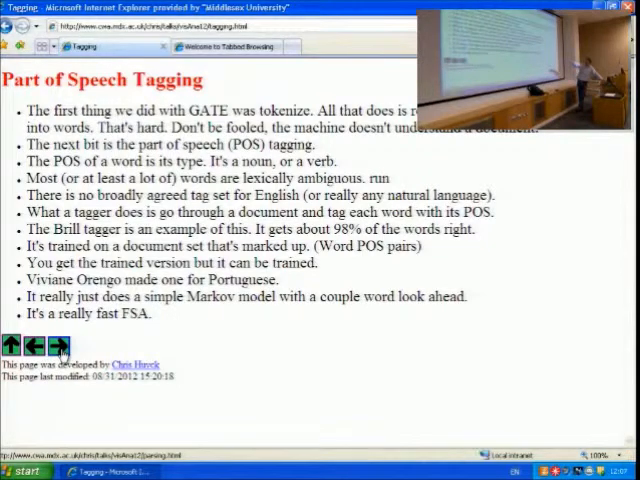The Brill tagger is just a simple Markov model with a couple word look ahead. It's really fast using finite state automata. Like on this PC, you can parse 1 million words before I go to the next slide. Yeah, it just goes, right? Which is nice if you want to parse a lot of documents.